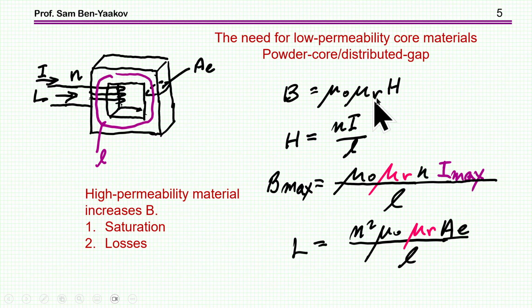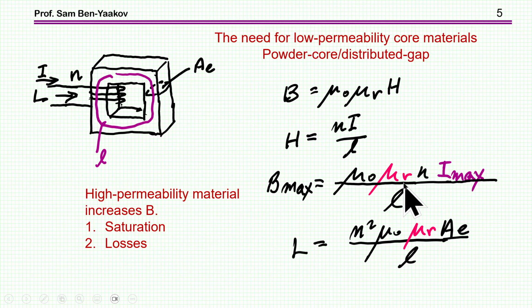Again, B is related to the magnetic field. Again, we have Ampere's law, which is sort of the main actor here, and plugging Ampere's law's relationship into the relationship between B and H, I am getting this expression. Now, this expression shows us that, first of all, our desire for a high permeability will cause a high B max. And that B max, of course, is a function of I max, which is clear.